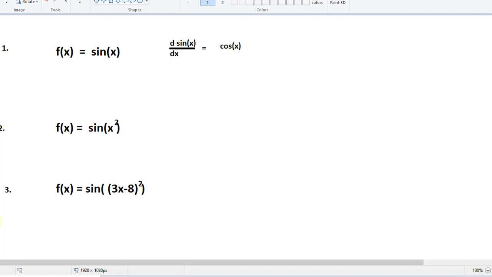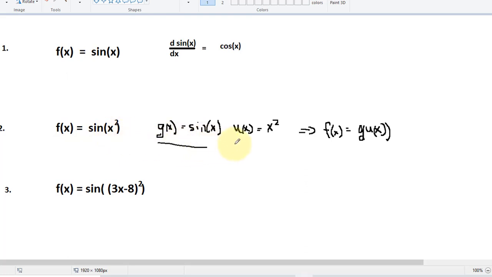Okay, now here in the second example, we're going to need the chain rule, because we'll think of it like this. So we can call g of x equal to the sine of x, and then we can call u of x equal to x squared, the inner function. So f is g of u of x. So that means we have the composition of g and u, and that's the function f. So we want the derivative of f, which means we want the derivative of a composition, and so we're going to need the chain rule. And we could write it like this.